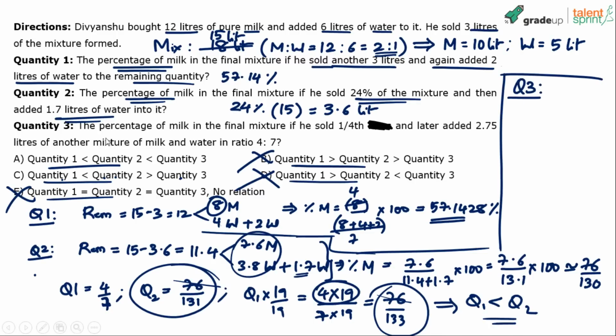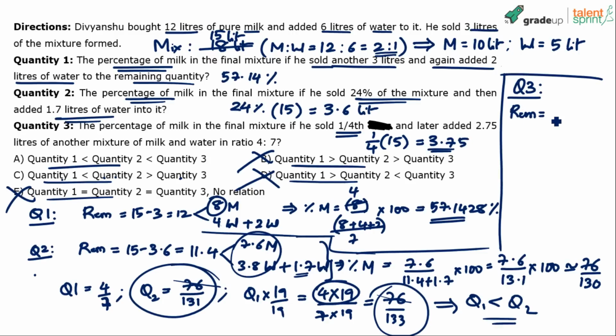Okay, what does it say in Q3? The percentage of milk in the final mixture, if he sold 1/4. Now he has sold 1/4. 1/4 of what? 15 liters. 1/4 of 15 has been sold. How much is 1/4 of 15? 3.75 liters. So if 3.75 is sold, what is remaining?